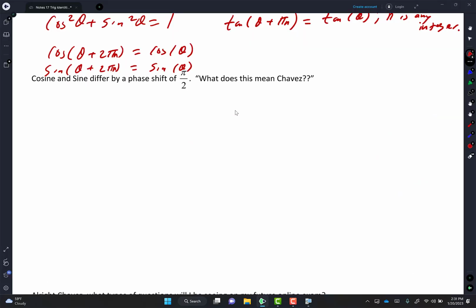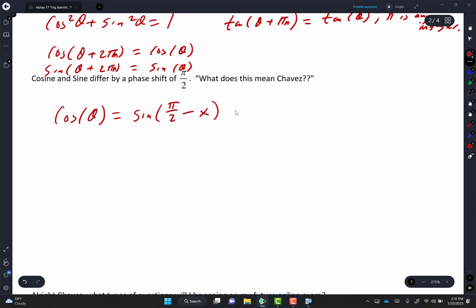Cosine theta is equal to, and I'm just going to shift it, pi over 2. So it's equal to sine of pi over 2 minus x. Same thing with sine. Oh, I brought an x and I wrote a theta, so I need to be consistent. Sine theta is equal to cosine of pi over 2 minus theta. That's all it means.